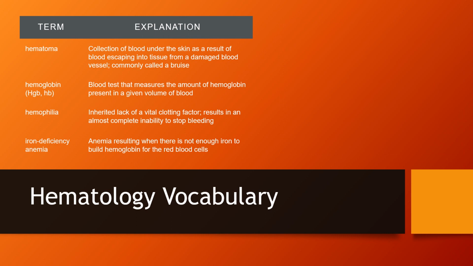Hemoglobin, abbreviated HGB or just HB, is a blood test that measures the amount of hemoglobin present in a given volume of blood. Hemophilia is an inherited lack of a vital clotting factor that results in an almost complete inability to stop bleeding. And iron deficiency anemia is anemia that results when there's not enough iron to build hemoglobin for red blood cells.